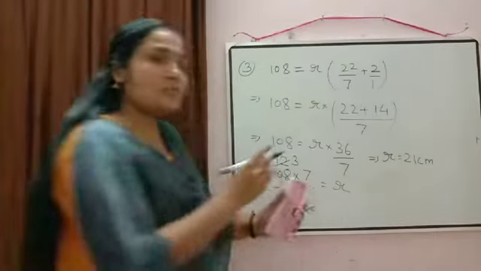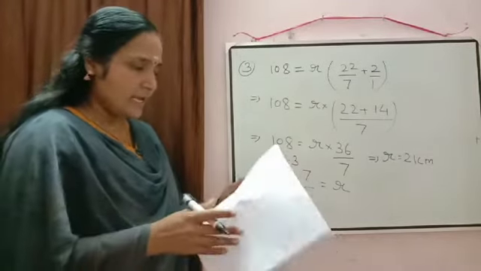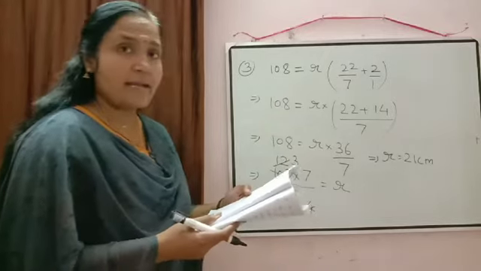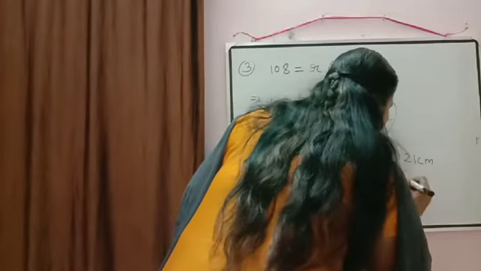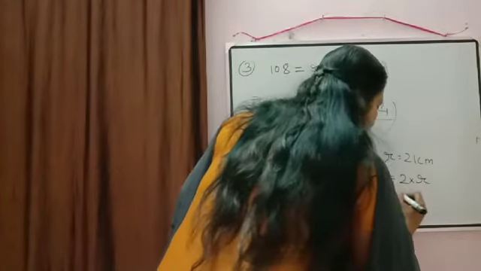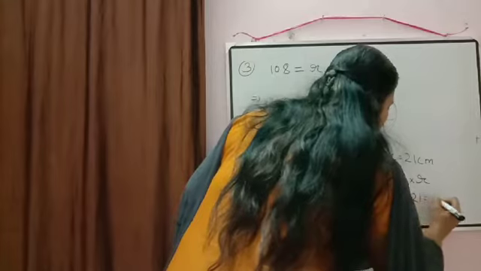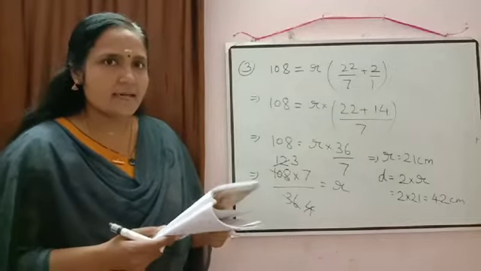Now in this question, the main thing is that you have to read the question very carefully. Here it is not asked to find the radius. What do we have to find out? We have to find the diameter. So directly we will write: diameter is equal to, we know, 2 times the radius. So it will be 2 into 21. 2 ones are 2, 2 twos are 4. So 42 centimeters. Is it clear?